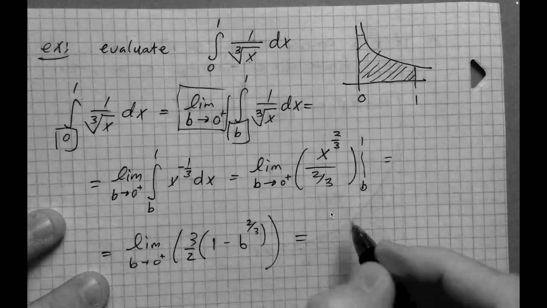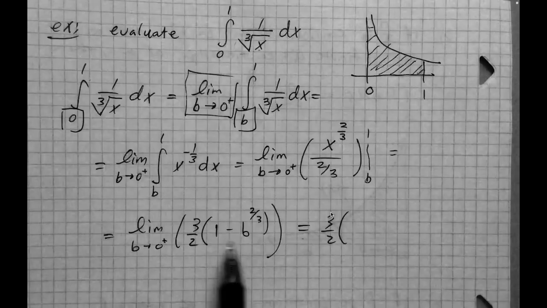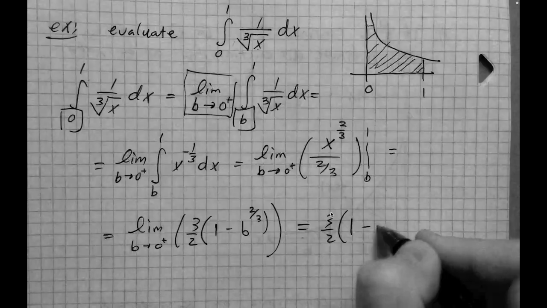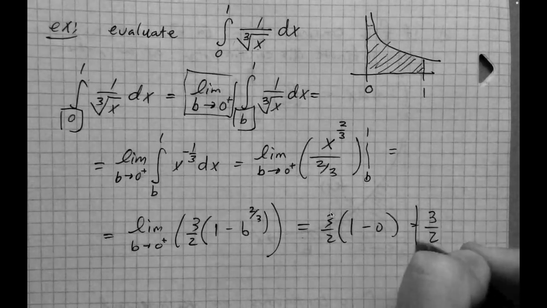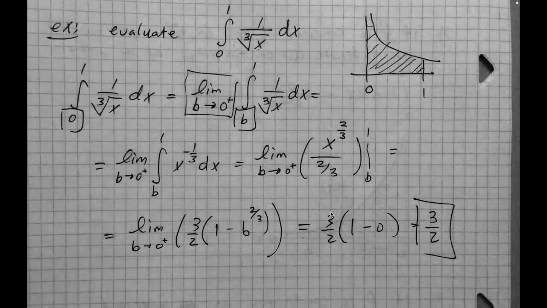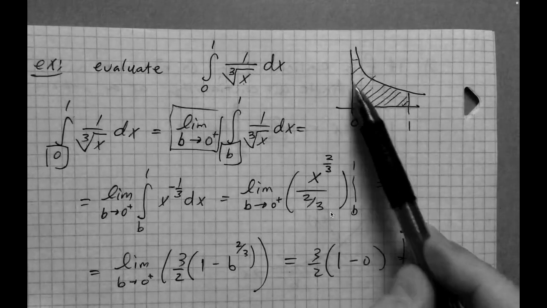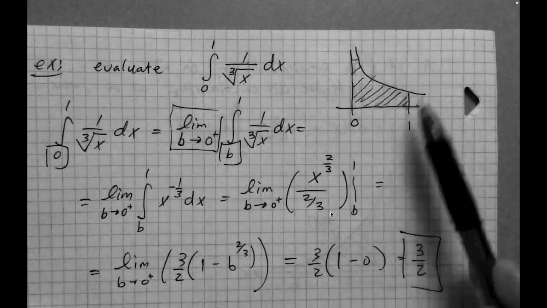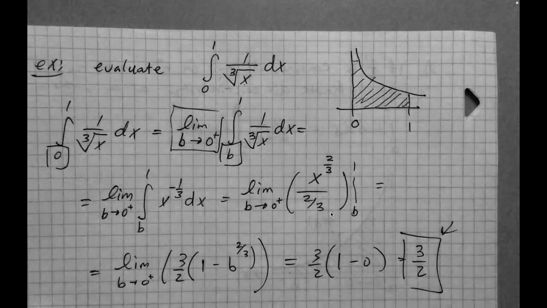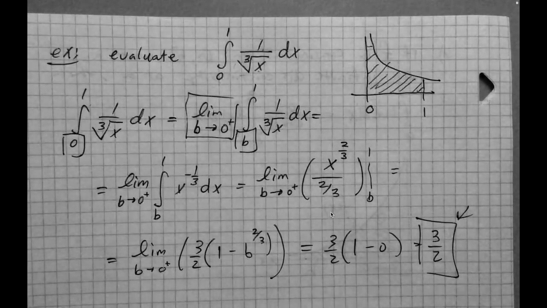Okay, now what happens here? Well, we can see what happens, right? The 3/2 is just going to be there for sure. And then you're going to have a 1. And then what happens when b goes to 0? Well, this term goes to 0. There we go. Okay, so here's an example of, we've got a finite integration region, but on the lower end of the region, the values do tend towards infinity, right? But even given that, we still can see that the area is a finite value, 2/3, or sorry, 3/2.